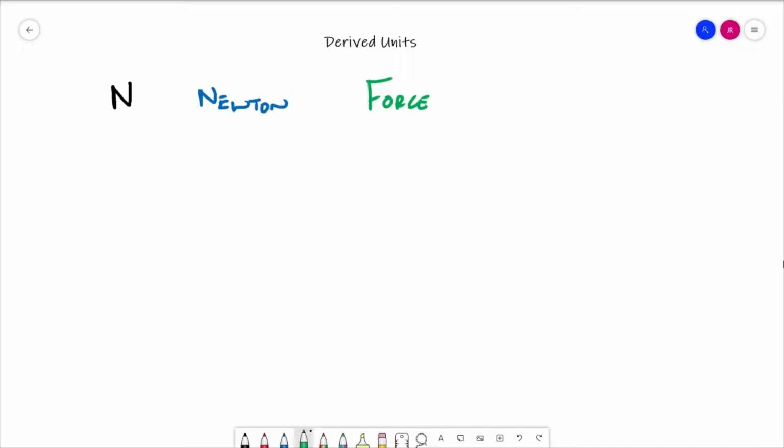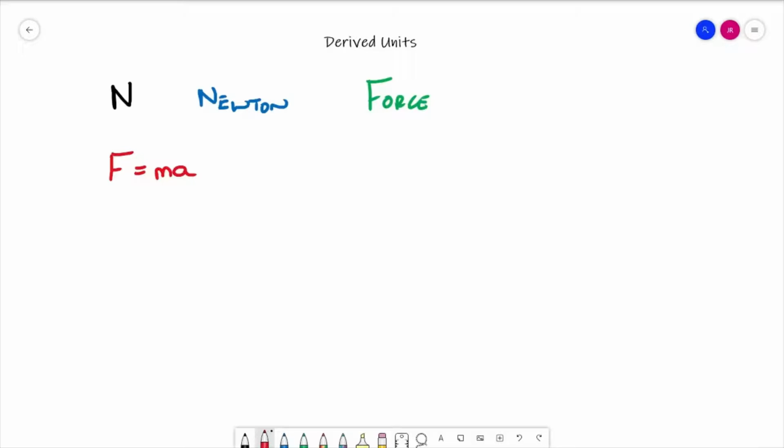Now, one of the skills that we need to develop is knowing how to take these derived units and work out what their base unit equivalents are. Let me show you how to do that using the Newton as an example. The first thing we need to do is to think of an equation which has that unit contained in it. So we're looking for an equation where force is involved. The first one that comes to my mind is Newton's second law, or at least the simplified version of it, which is F is equal to ma. Force is equal to mass times acceleration.